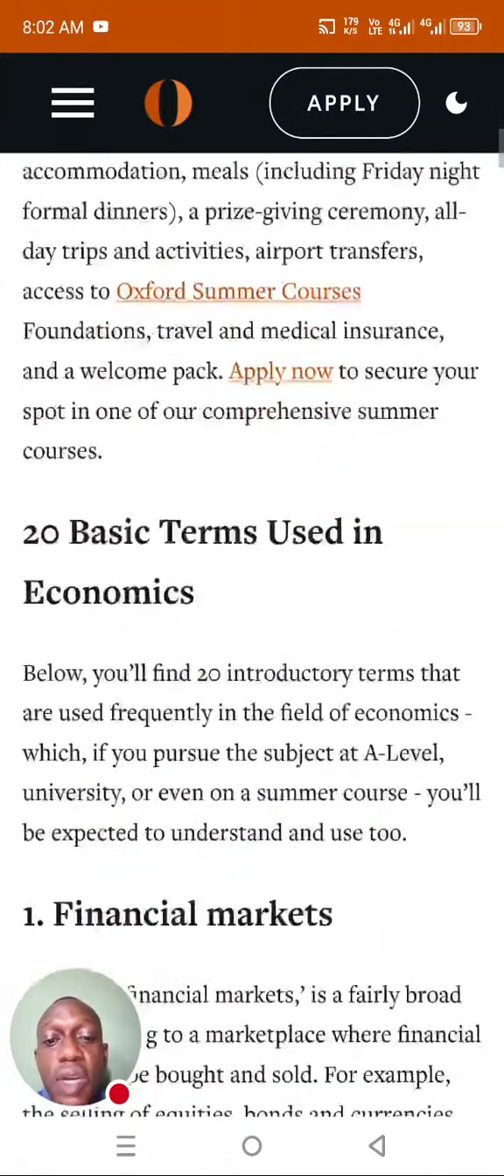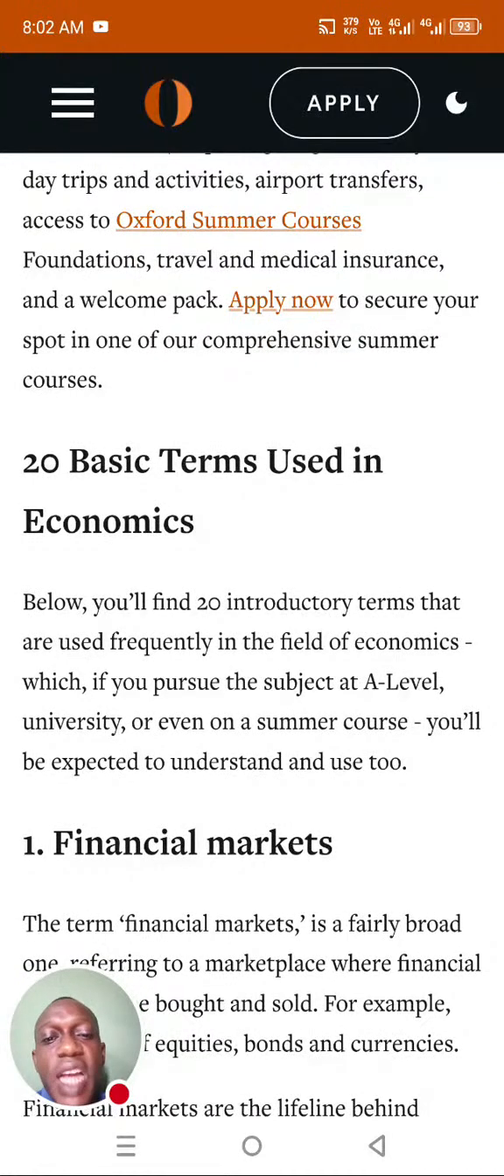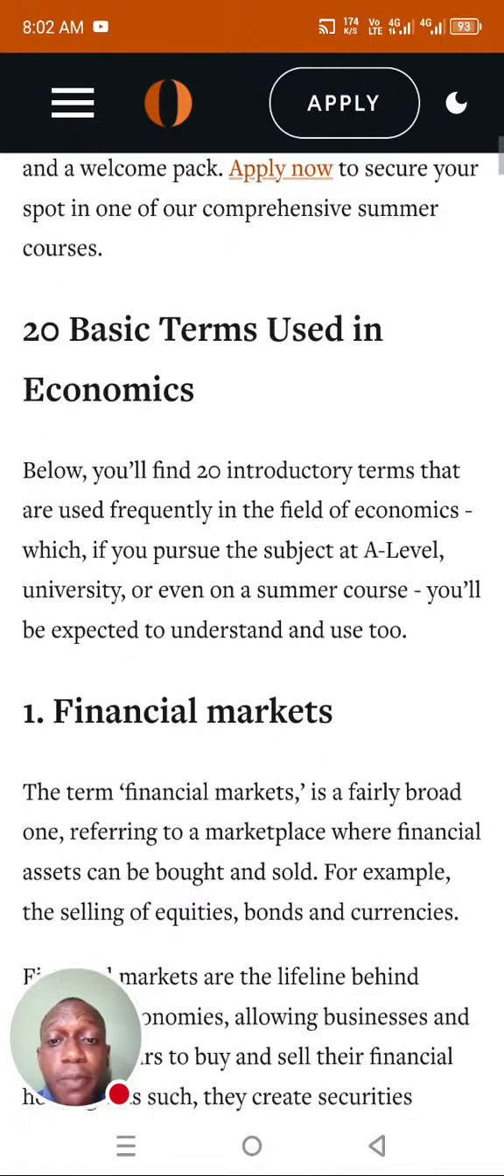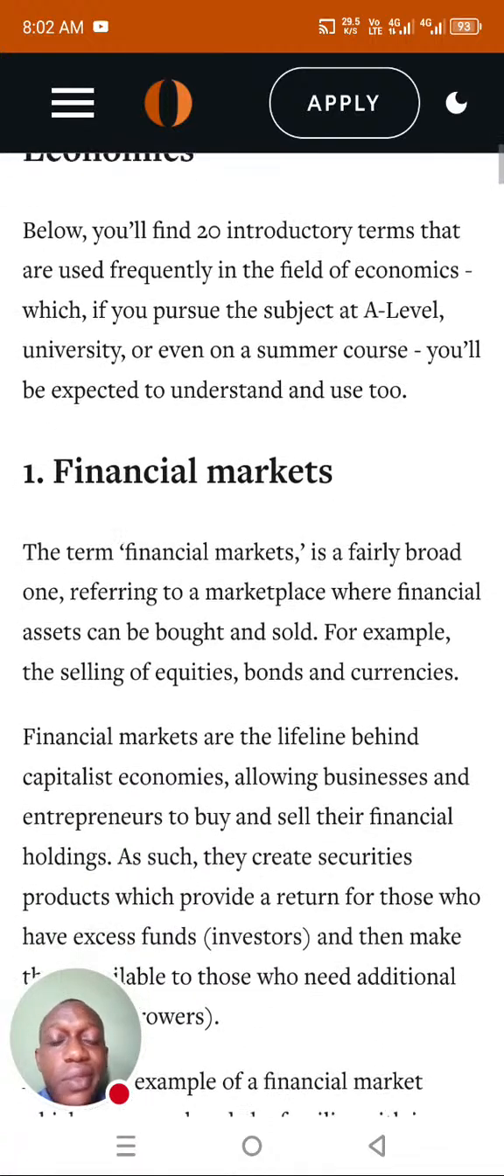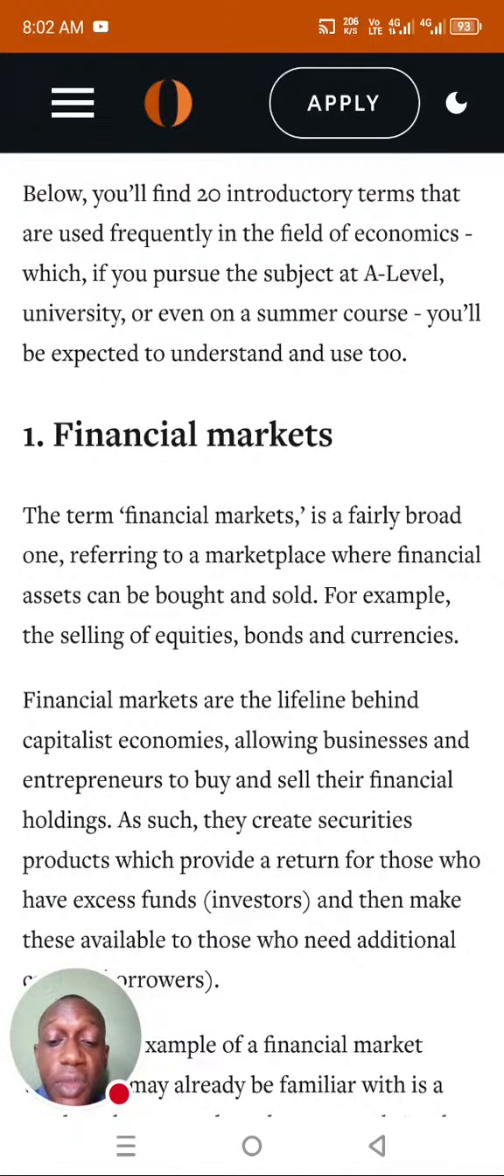Let's now go there. Now, 20 basic terms used in economics. Below you will find 20 introductory terms that are used frequently in economics. Number one, financial market. The term financial market is a fairly broad one, referring to a marketplace where financial assets can be bought and sold. So, for example, the selling of equities, bonds, and currencies.